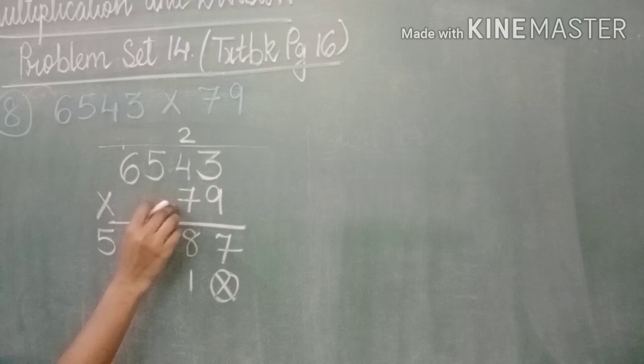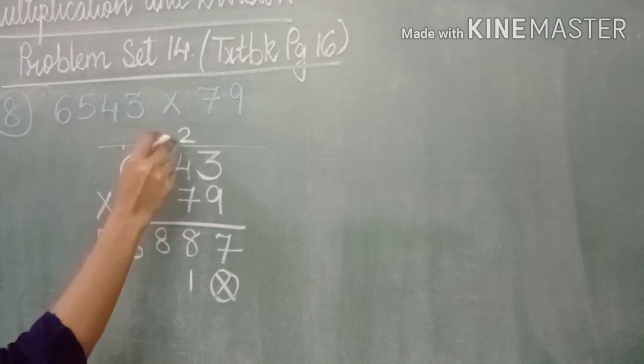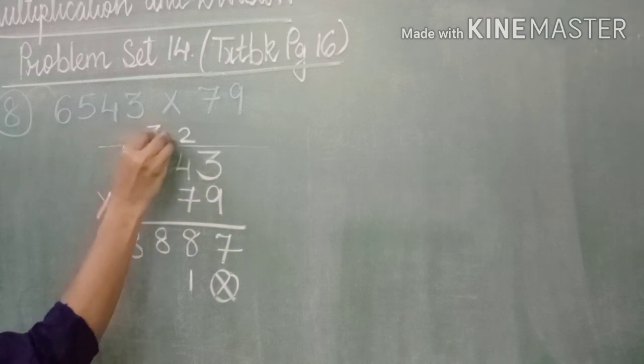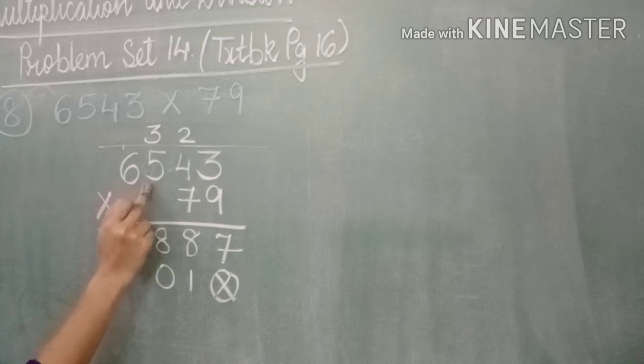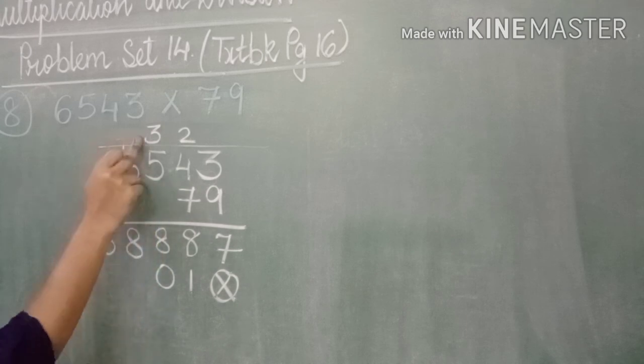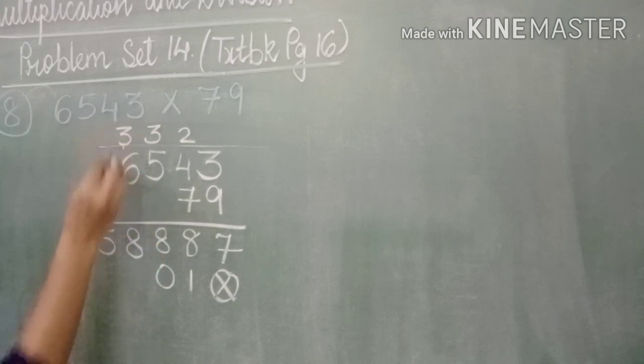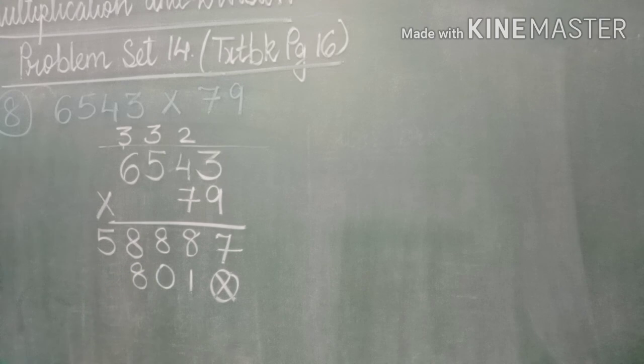Then 7 fours become 28. 28 plus 2 becomes 30. 3 carried up, 0 written down. 7 fives become 35. 35 plus 3 becomes 38. 3 comes up, 8 comes down. And 7 sixes become 42. 42 plus 3 becomes 45.